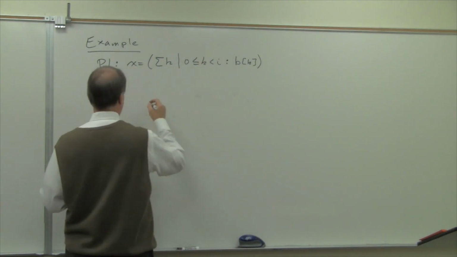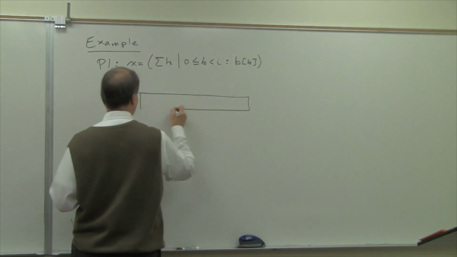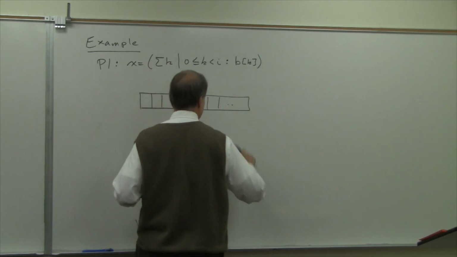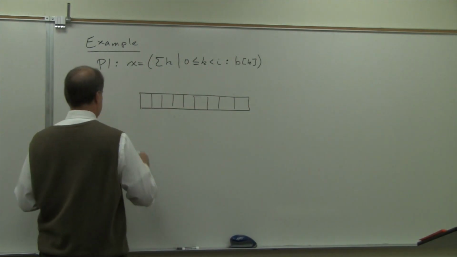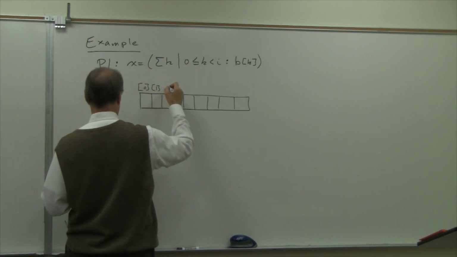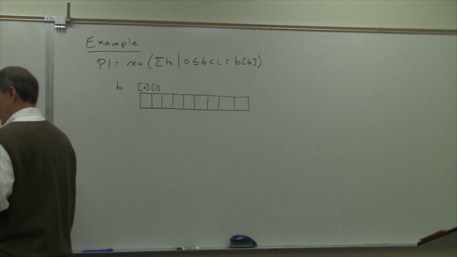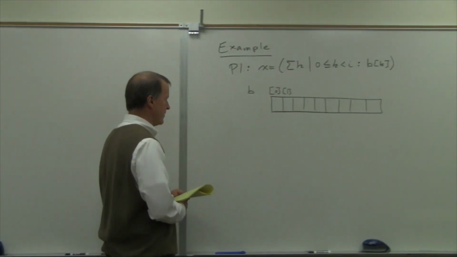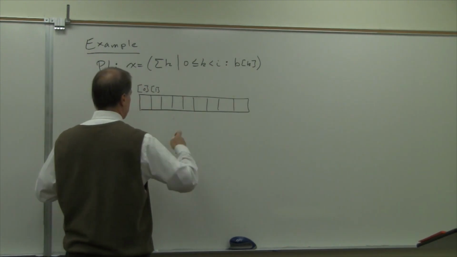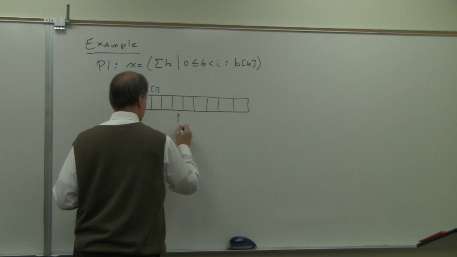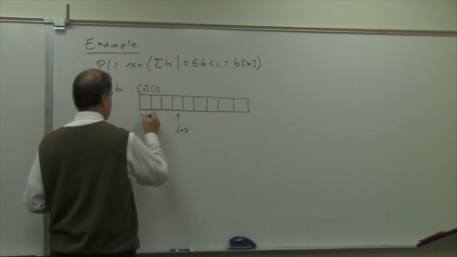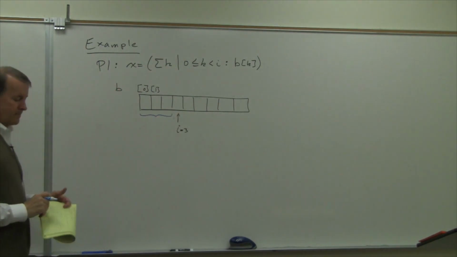All right, so let me draw a little picture here. Suppose we have an array like this, and it has, well, however long. This is the B array, and this is B sub 0, B sub 1, etc. Now let's suppose that the current value of i is 3. So here I'm going to indicate that i equals 3. And what we're interested in is this part of the array.